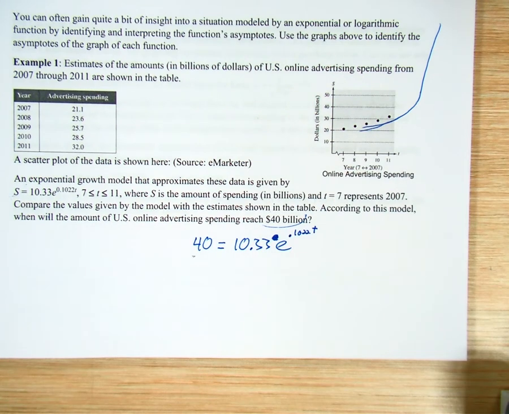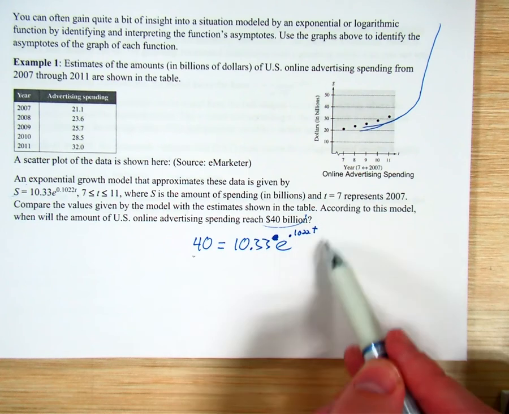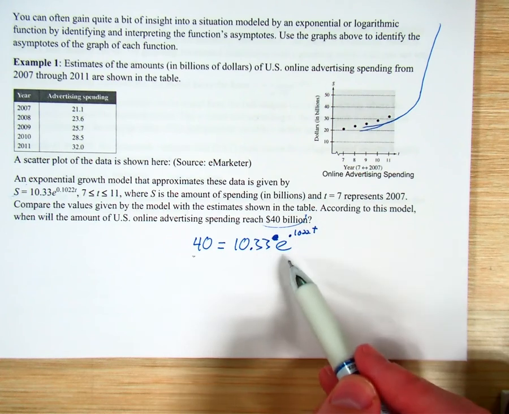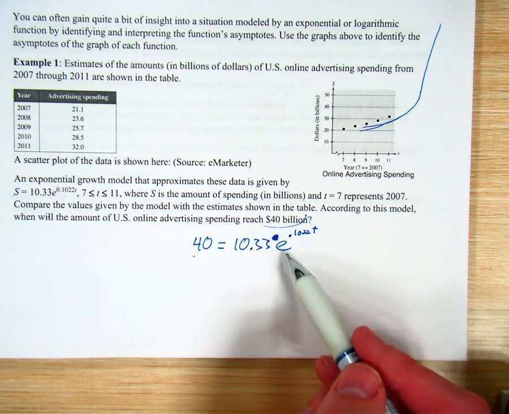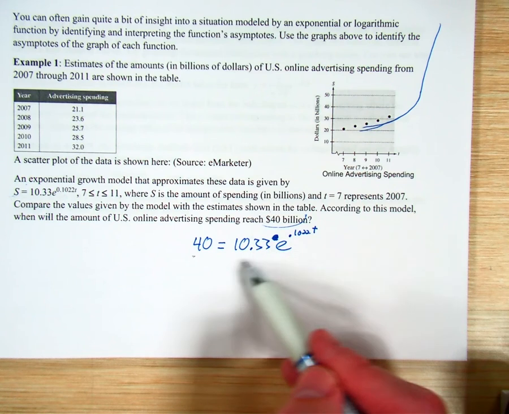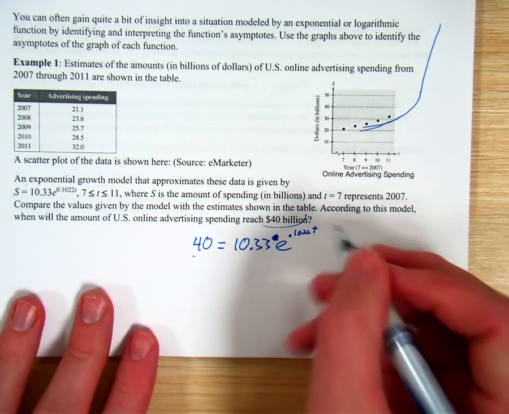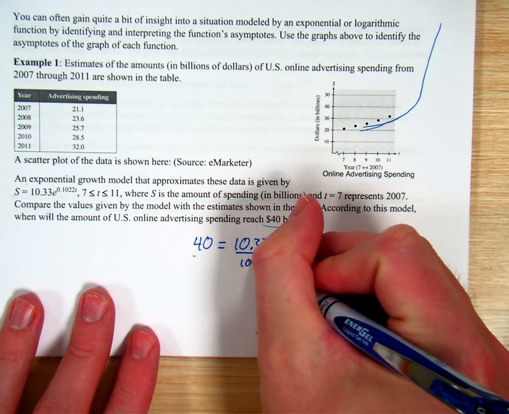Okay? Let's solve. Well, we want to get rid of the E, and I know I'm already jumping all over this. E, natural log. But before we do that, we got to move this. So let's divide by the 10.3.